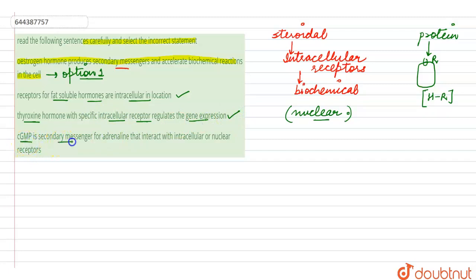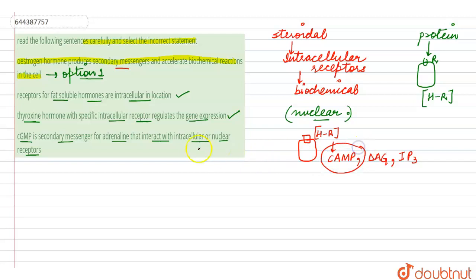Whereas, cyclic AMP is a secondary messenger for adrenaline that interacts with intracellular or nuclear receptors, is the statement given. So adrenaline cannot enter inside the cell, so it acts on the outer side of the cell. That is, by acting on the receptors, it is going to form a hormone receptor complex and then generate the formation of molecules such as cyclic AMP, DAG, diacylglycerol, or inositol triphosphate. So these are some of the secondary messengers, while adrenaline will specifically form cyclic AMP. Cyclic AMP molecules will cause the biochemical reaction and thereby the physiological reactions later on.